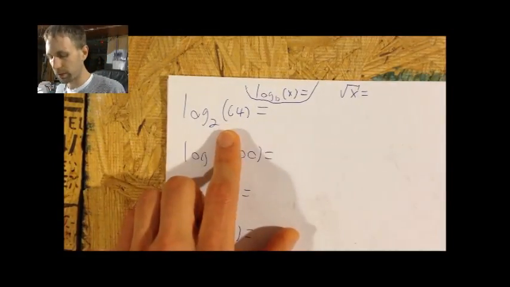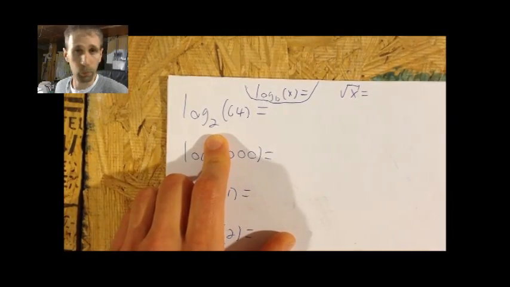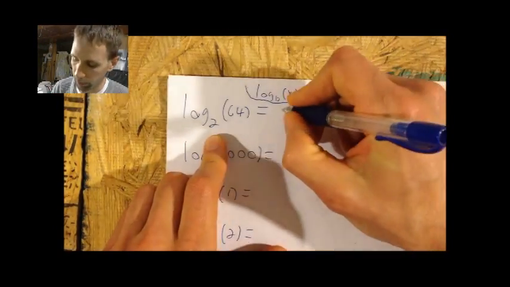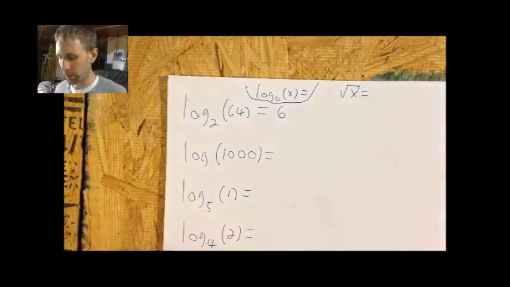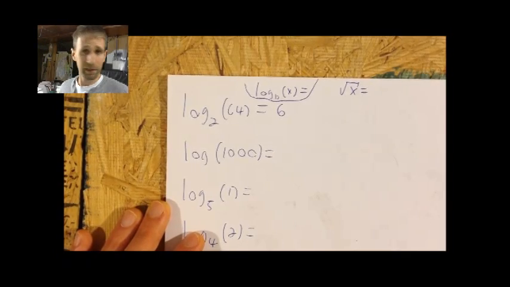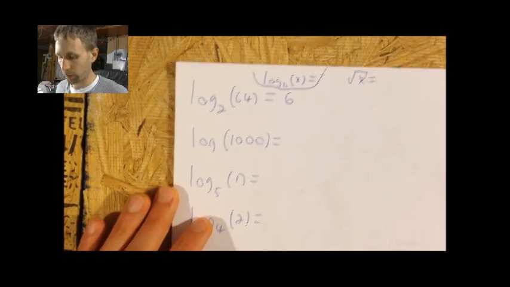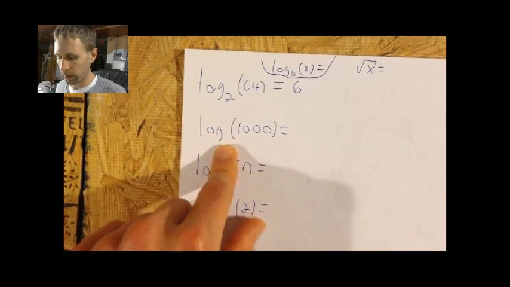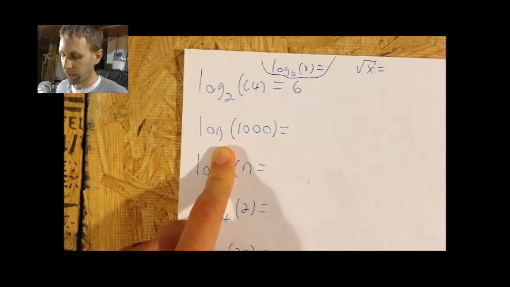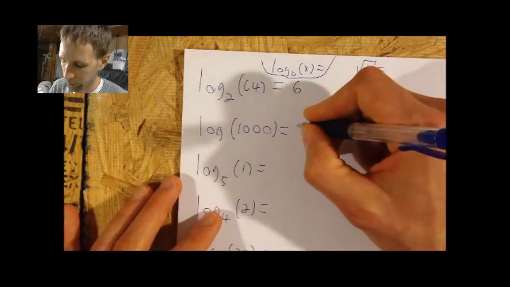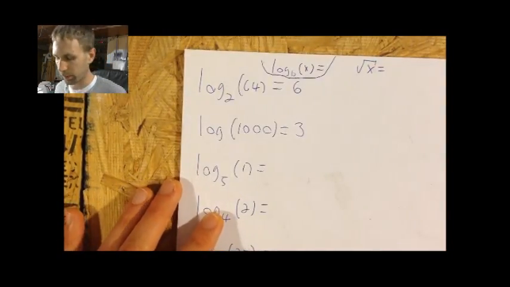So therefore, when you see this, it's asking 2 to what power gives 64. You think about it a little bit, and it's 6, because 2 to the 6th is 64. Basically that's how all these things go. If you see a log expression without the base written, just log, it's assumed that the base is 10. So this is asking 10 to what power gives 1000. The answer is 3, because 10 cubed is 1000.